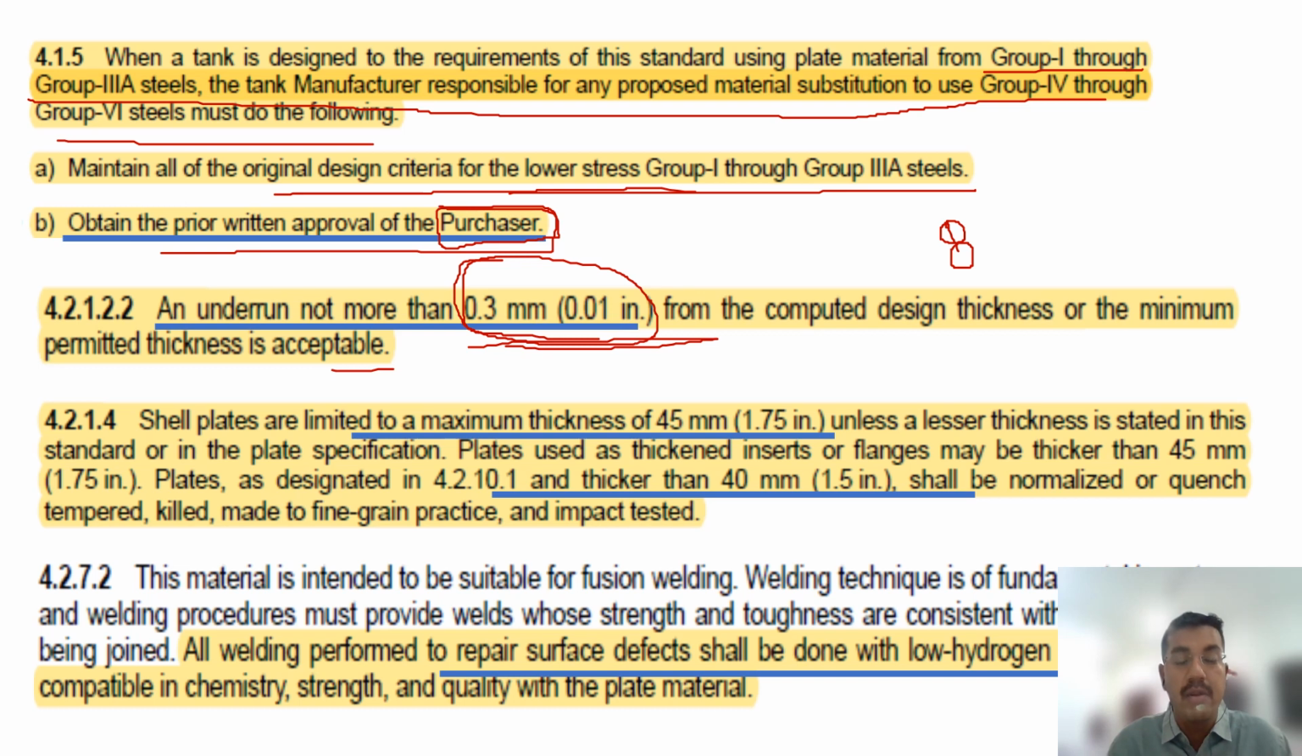An underrun not more than 0.3 mm from the computed design thickness. This is the design thickness. Less than 0.3 only we can allow. More than 0.3 we cannot allow.